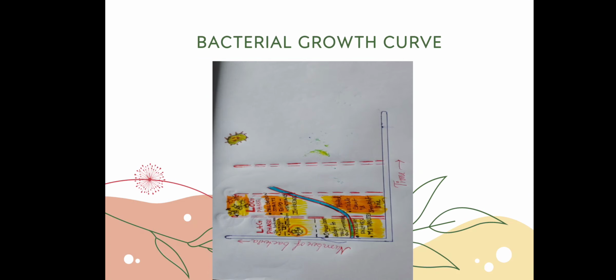Then how does a bacteria grow? Bacterial growth curve, there are 4 stages. So let's dive deep into these 4 stages. Here are the 4 stages of a bacterial life cycle, where the number of bacteria is plotted against time. First is the lag phase.